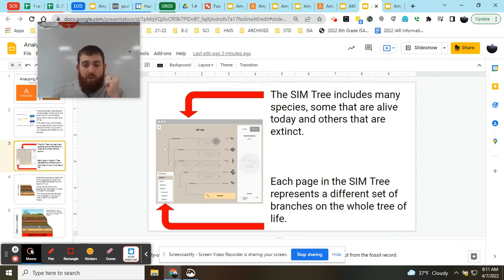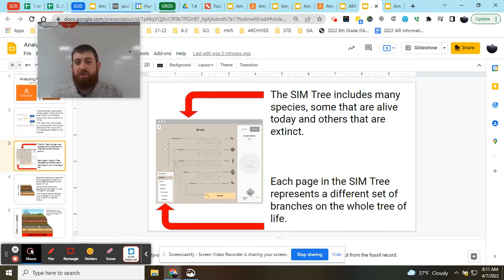Now, when we look at our SIM, and the evolutionary tree in it, it includes many species. Some of them are alive today, and some of them are extinct. And we can see that with all the different complex branches in here. So some of these are extinct, some of these are living today. And each page in our SIM represents a different part of branches on the tree of life. So all of these are branches on our big tree that shows how some of our older, more extinct organisms are related to some of our more younger organisms.